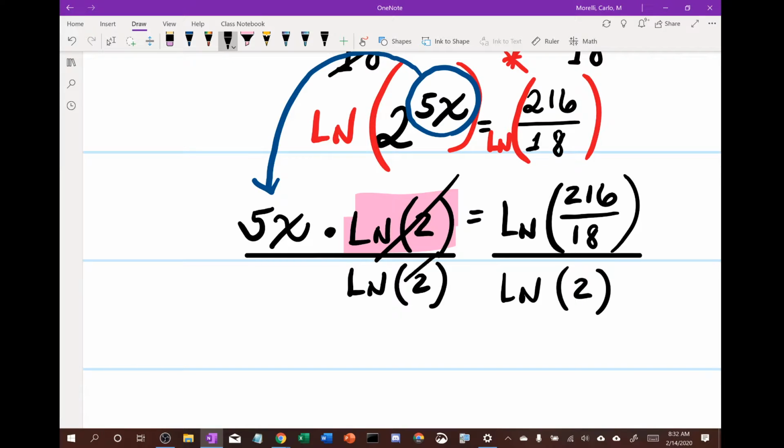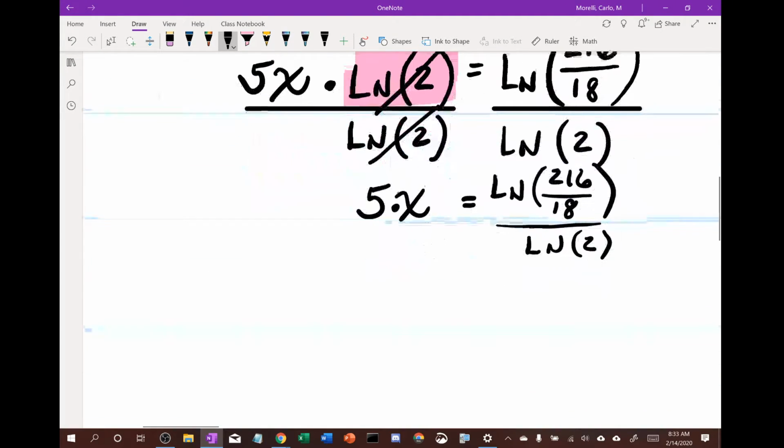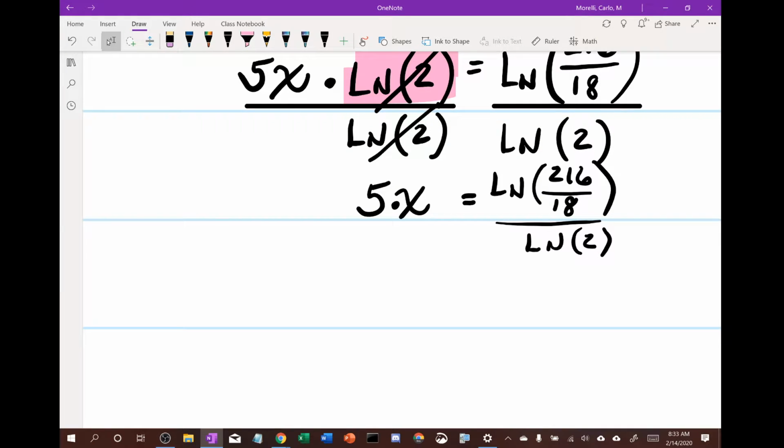So now that had the effect of canceling that. Now look at this. I'm only one step away. I have 5 times x equals ln of 216 over 18 over ln of 2. Final step. How do I make this homie go away? That's right. Thank you, Allie.